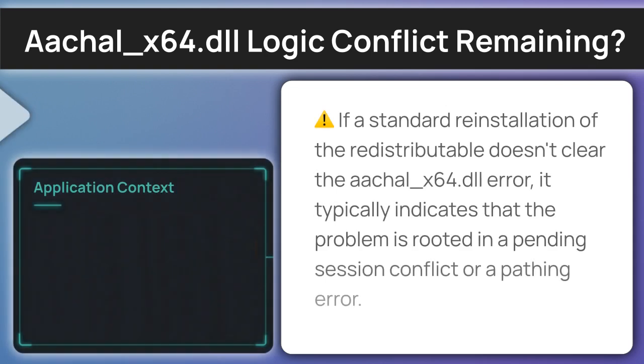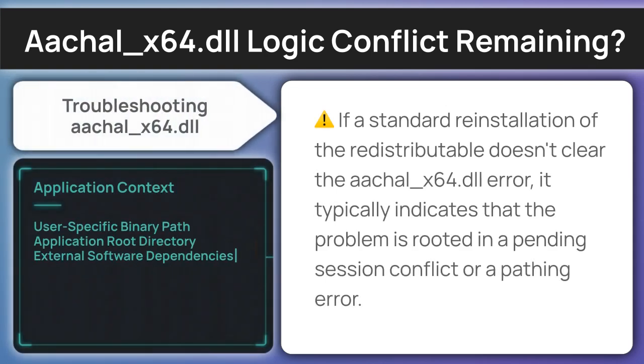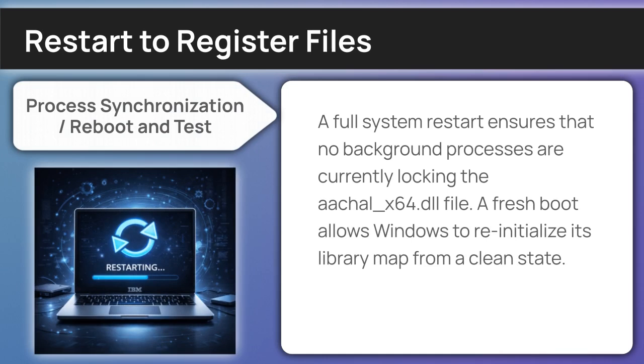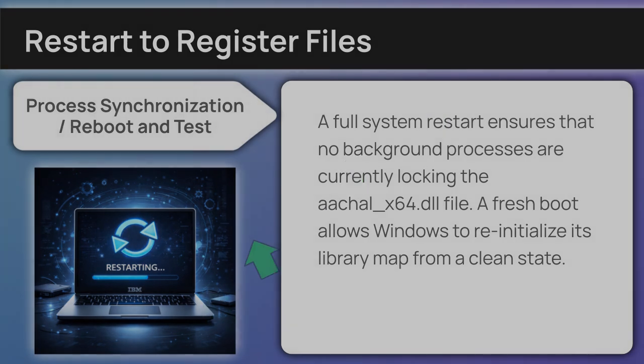Should the reinstallation fall short, the next step in our protocol is to validate the integrity of your system's startup environment. A quick reboot can determine if the error is transient. While it won't fix a deleted file, it can re-establish the connection between your software and the Adobe Acrobat Helper 64 file if the path was temporarily busy.